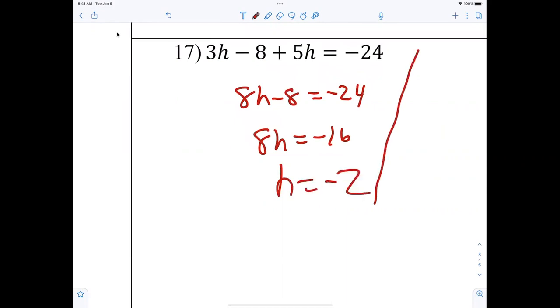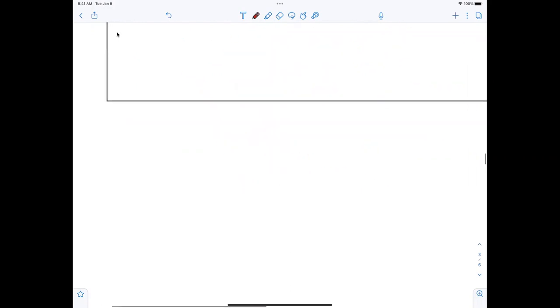Notice we're flowing down the page. There's boxes for a reason. I'm trying to get your penmanship under control. Write neat, smaller. All right, here we go.